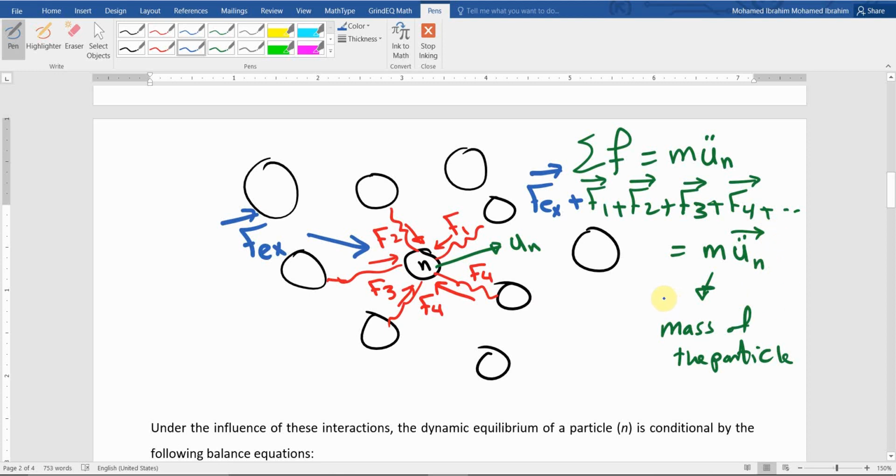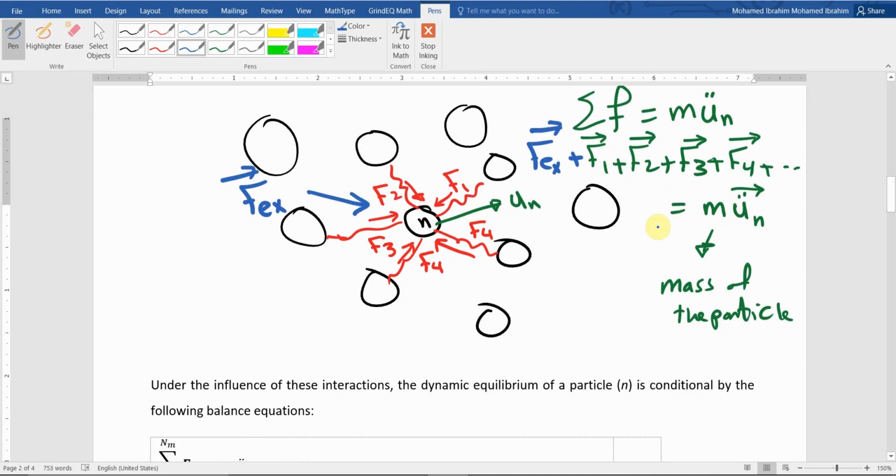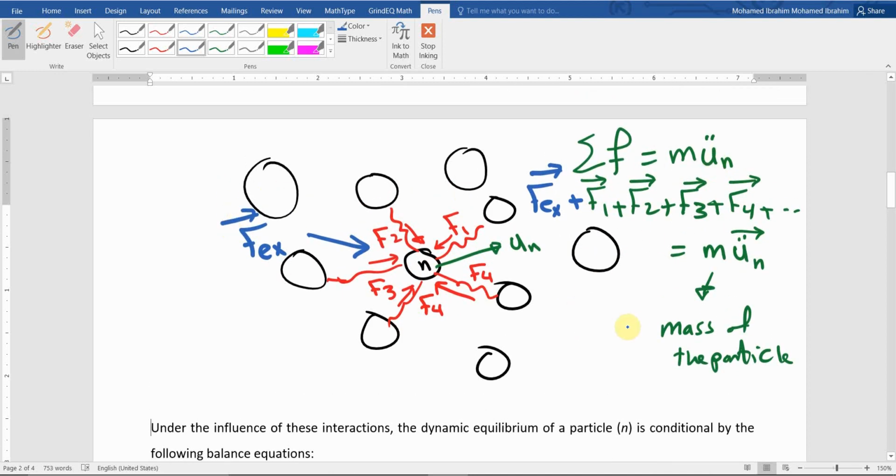Very simple, right? So in general, we can write a general expression of this equation: the sum of all the forces that come from all the particles surrounding the particle n, acting on the particle n, equals the mass times the acceleration of n. This would also include the external forces as well. Make sense? But there is another thing.